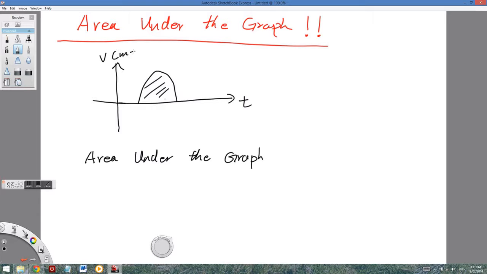Whenever I forget what it means, look at the units. If you ever forget what the area under the graph means, look at the units and multiply them together. Meters per second times seconds, they cancel out. The unit will be meters. So the area under the graph means something in meters, so it must be displacement or distance in this case.